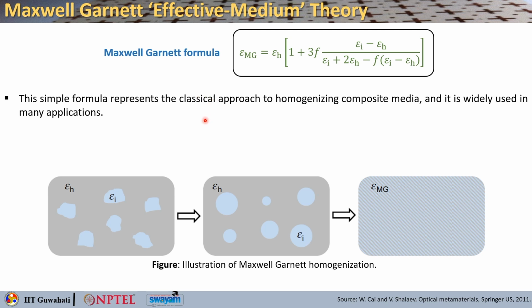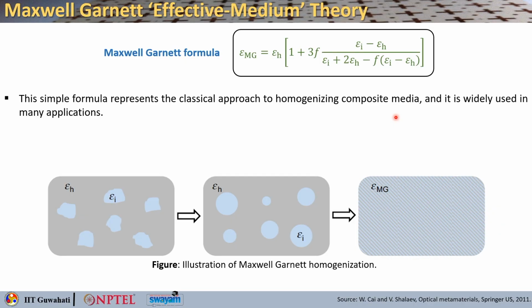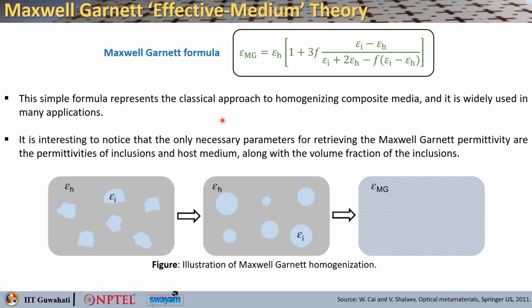this simple formula represents the classical approach of homogenizing composite media, and it is widely used in many applications. Okay. Now, it is interesting to notice that the only parameters for retrieving this Maxwell-Garnett permittivity are the individual permittivities of the inclusions and the host, and also you need to know the volume fraction. That means how much volume in the host is actually occupied by the inclusions. Okay. Once you know that, you can use this formula and find the effective permittivity of this composite medium.